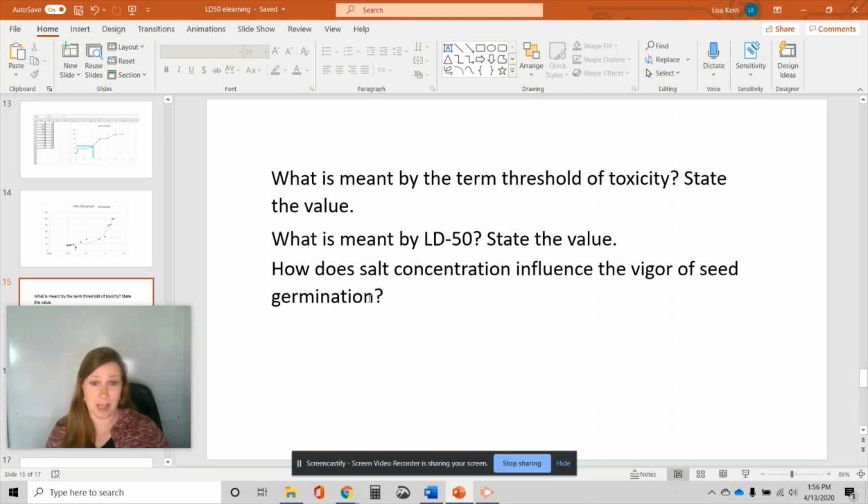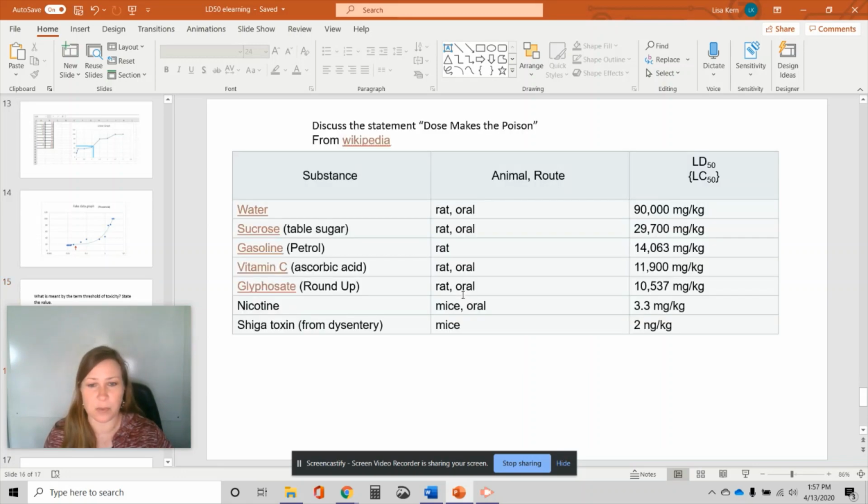You can't just say salt concentration determines how much the seeds germinate, right? You got to say more salt concentration, less germination. In this case, it's an inverse proportionality.